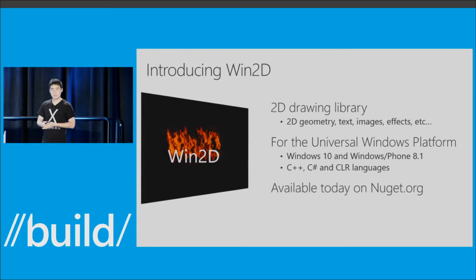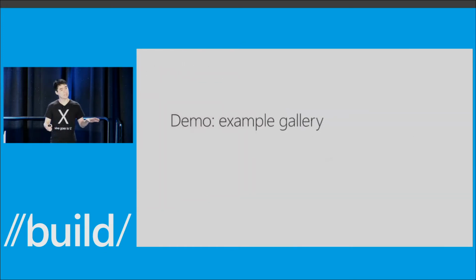Win2D is part of the Universal Windows platform. And this means that it will run on any device that is running Windows 10. In addition, we also specifically support Windows and Windows Phone 8.1. You can write your Win2D app using C++, C#, or any other CLR language. And finally, you can get Win2D today on NuGet.org. If you're targeting a Windows 8.1 or Windows Phone 8.1 project, you can actually ship your app on the store successfully today. Just as a note for Windows 10, we're waiting for the updated release of the Windows 10 SDK and latest flighted bits before we release an up-to-date Win2D version for Windows 10.